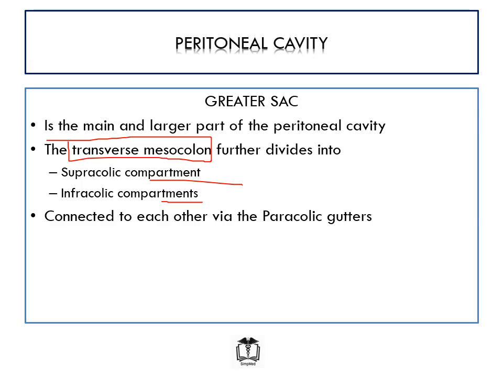And when we make a surgical incision through the anterior abdominal wall, the first part of the abdominal cavity, the peritoneal cavity, we meet is the greater sac. The greater sac is also connected to each other via the paracolic gutters. We'll talk about that later on in the module.